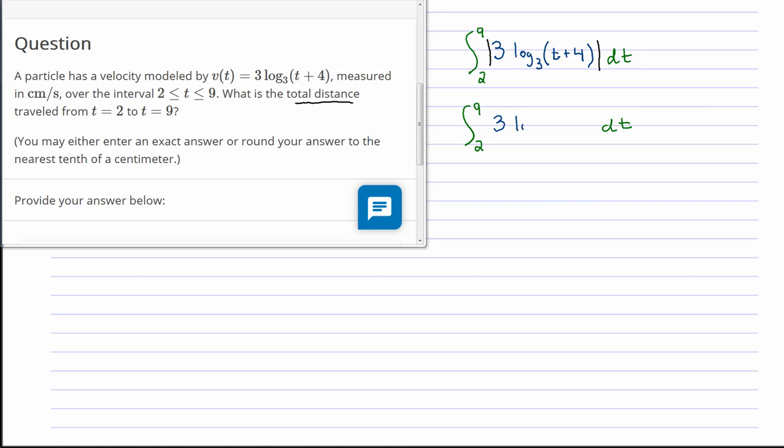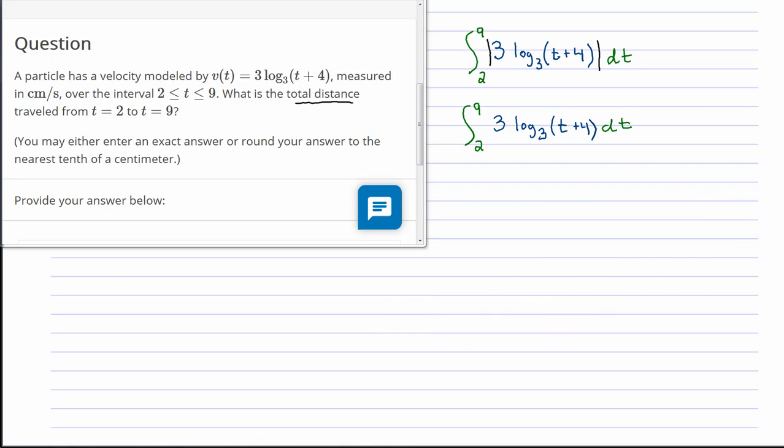Basically, what's happening physically in this situation is that the particle is always moving in the positive direction. This particle is never turning around. It's just always moving to the right. So the fact that it's never turning around means that we don't have to worry about the absolute value, because if it's always moving in one direction, then the net change is going to be the same as the total distance. So okay, now we have to evaluate that integral.